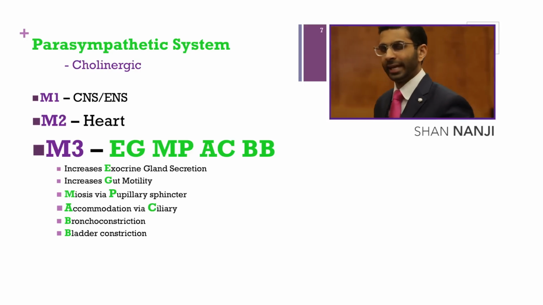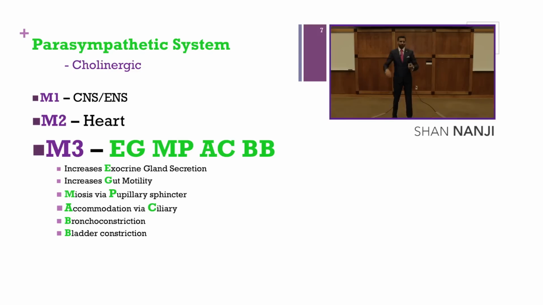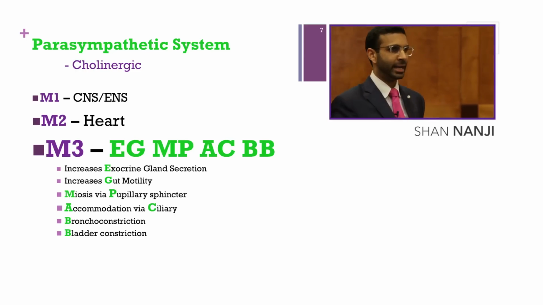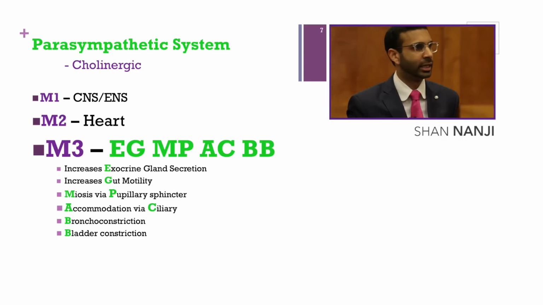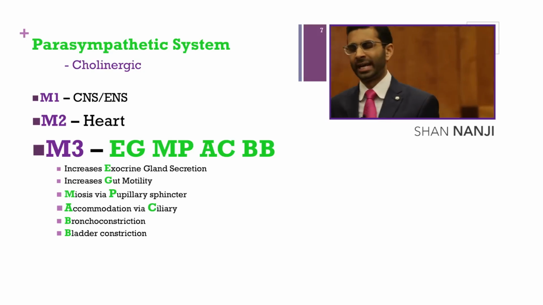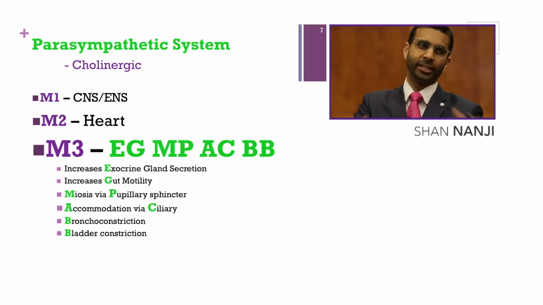Which receptor can I agonize or stimulate to increase secretions, to increase gut motility, to cause miosis, to cause accommodation, to cause bronchoconstriction, but also cause bladder contraction? M3. And if I contract your bladder, are you going to be peeing more or less? More. Think about it like a balloon, and you take that balloon and you fill it with water, and then you squeeze that balloon. That water is going to come out, right? Same thing with your bladder. You take that bladder, you fill it with urine, and then you contract or squeeze it.